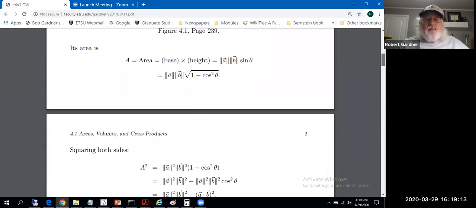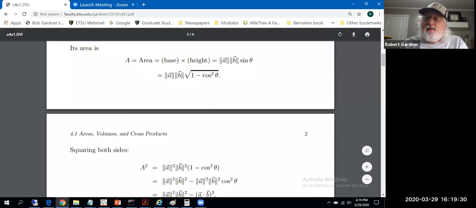All right, let's square both sides. We've represented the area that we're looking for as a capital A. Of course, that'll be non-negative. We square both sides. We get A squared equals norm of a squared, norm of b squared. We get rid of that square root. We get a 1 minus cosine squared theta.